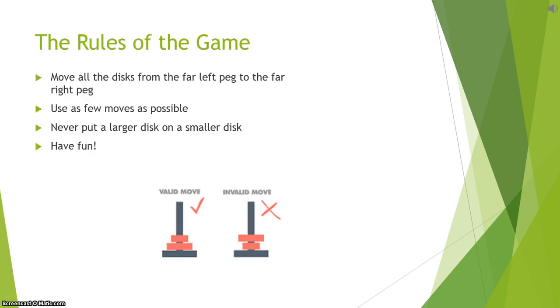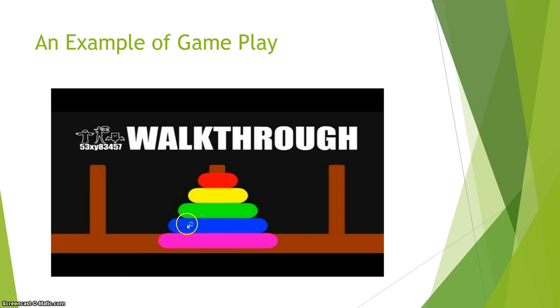The rules of the tower are very simple. Move all the discs from the far left peg to the far right peg. Use as few moves as possible. Never put a larger disc on a smaller disc, and have fun. Here's a walkthrough.